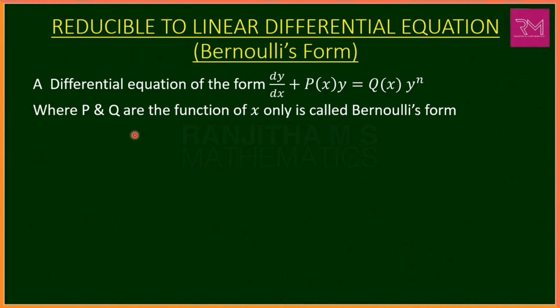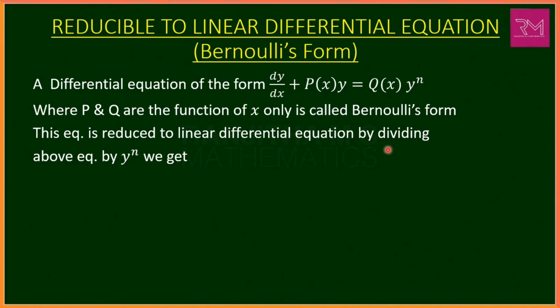Our aim is to reduce this Bernoulli's form to a linear differential equation form. For that, this equation is reduced to a linear differential equation by dividing the above equation by y power n. Here we will observe carefully that the extra term is y power n. So, to reduce this to a linear differential equation, you have to divide this equation by y power n.